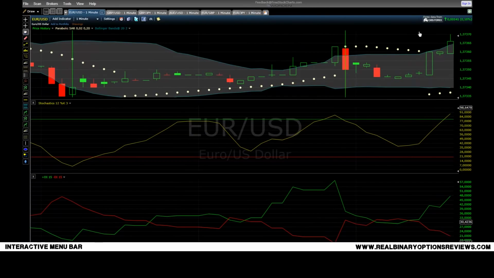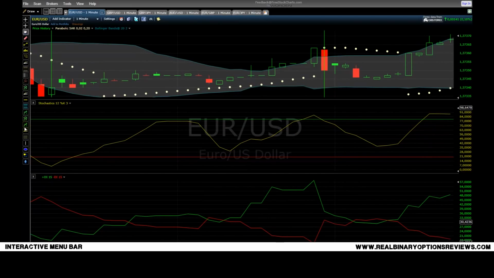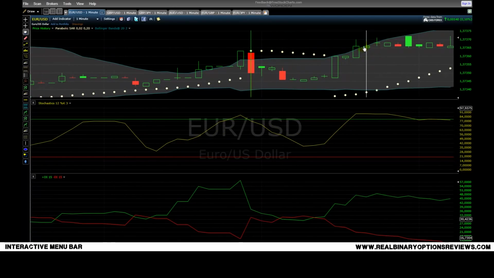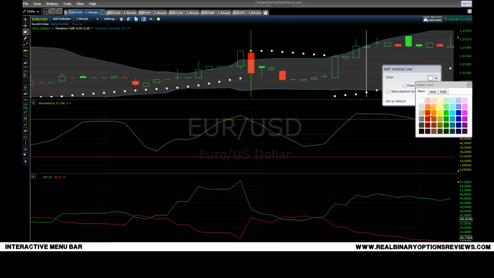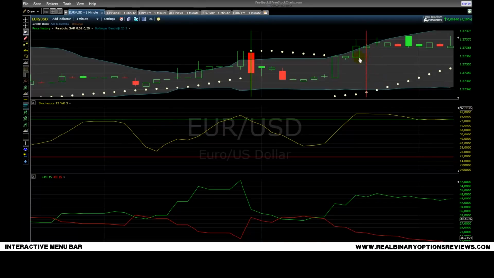Now let's go a bit back. So on the closure of this candle, of course, I'm following the rules. On the closure of this candle, I'm entering the trade down with 5-minute expiry. So it's 1, 2, 3, 4, 5. And this candle, this is a losing trade. So I'm going to mark this with a red line.